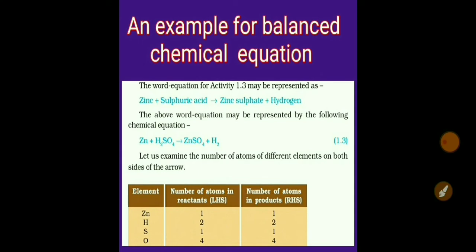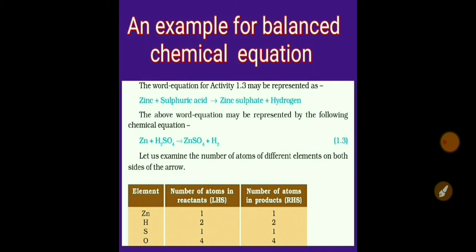Let us see. We did one activity in the previous video, that is, when zinc reacts with dilute sulfuric acid, it forms zinc sulfate and hydrogen gas. The chemical equation for this is Zn plus H2SO4 forms ZnSO4 plus H2 gas. Let us examine the number of atoms of different elements on both sides, given in the table.